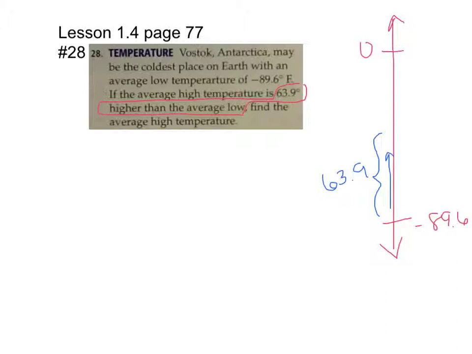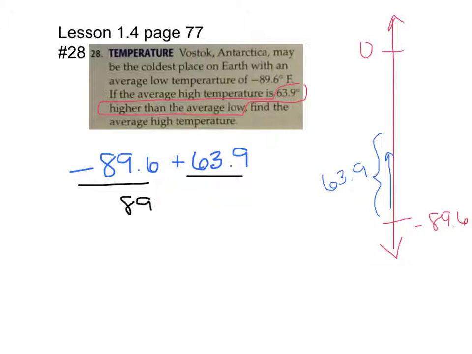Negative 89.6 plus 63.9. So I'm going to add that temperature on. Now if you notice, these two signs are different. This one's a negative number, this one's a positive number. When the signs are different, we need to find the difference between those 2 points. So the difference between 89.6 and 63.9, notice I lined up the decimal points.